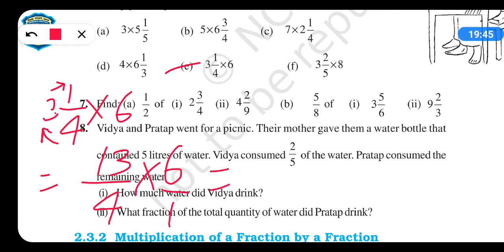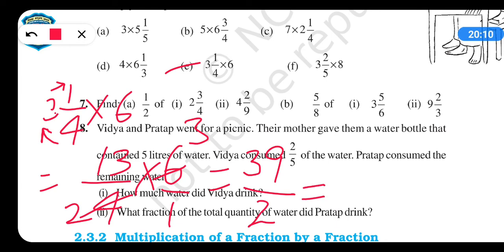Now solve it. See 4 and 6 there is a common factor. You can cancel it. 2 2s are 4 and 2 3s are 6. Right? If you can cancel it, reduce it. Now 13 into 3, 13 into 3 is what? 39 upon 2 into 1 is 2. So it is 39 upon 2. Now you can convert it into mixed fraction.